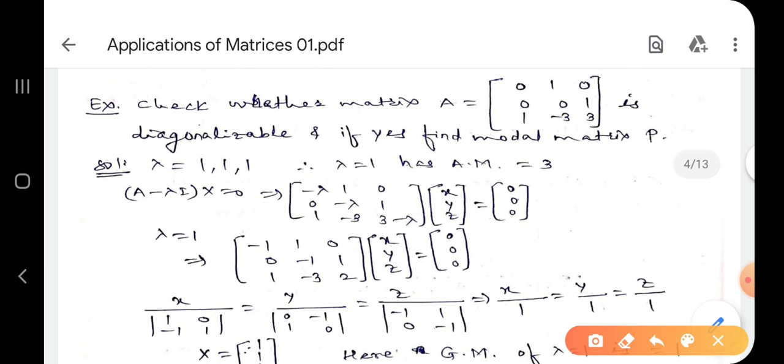This is your matrix A. Now A minus lambda I. So 0 minus lambda, then 1, 0, 0. Then here 0 minus lambda. Then 1. Then 1, minus 3 and 3 minus lambda. Only diagonally we have to subtract lambda. Okay. So here [x, y, z] equal to 0. If you see carefully here, lambda equal to 1. Substitute. Minus 1, 1, 0. 0, minus 1, 1. And 1, minus 3, 2.